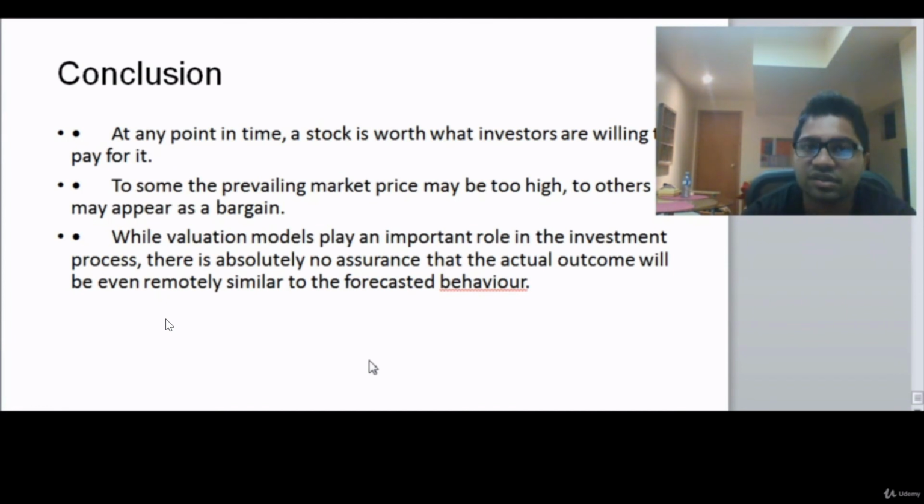So conclusion: at any point of time, a stock is worth what investors are willing to pay. To some, the prevailing market price may be too high. To others, it may appear as a bargain. While valuation models play a significant role in the investment process, there is absolutely no assurance that the outcome may be even remotely similar to forecasted behavior. So in stock investments, there is always risk involved.